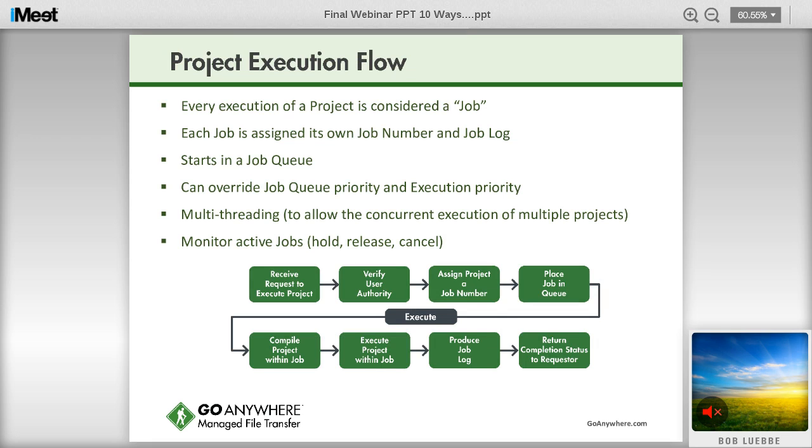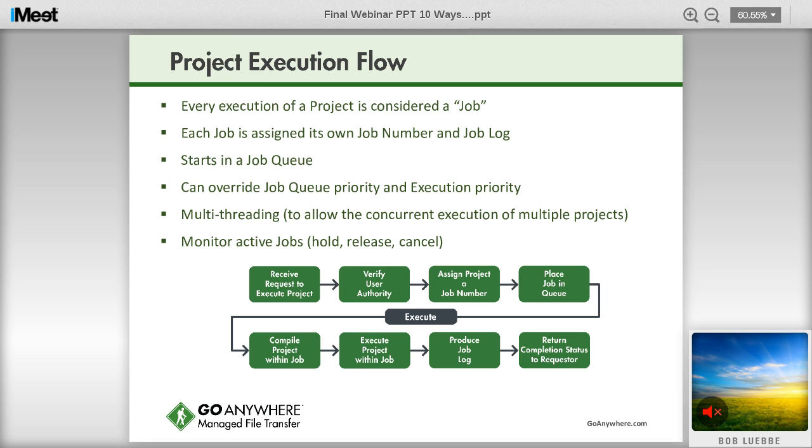Every job is assigned its own tracking number called a job number, and it's going to verify the authority. It's going to push it through a job queue in GoAnywhere. So GoAnywhere was structured to let you run multiple jobs concurrently. We have customers literally running thousands of jobs a day through the product. So it has a whole job queue system. It's a multi-threaded system, so you can have many, many jobs running at the same time. You'll be able to assign priorities to those jobs.